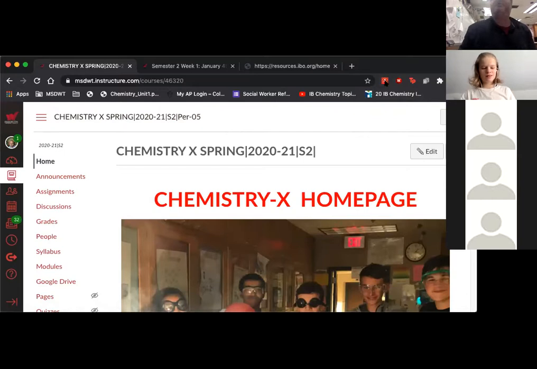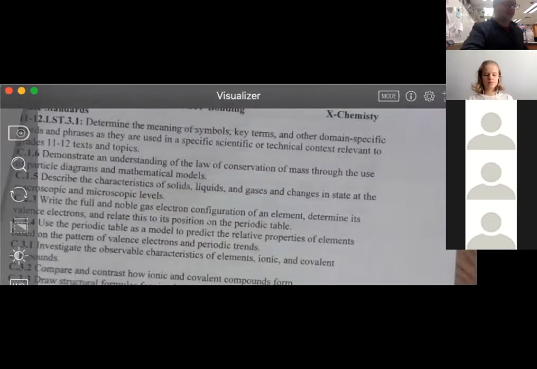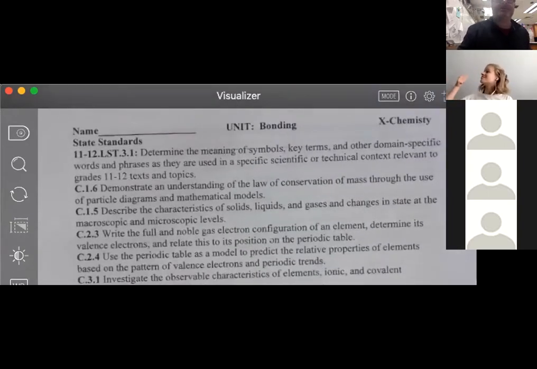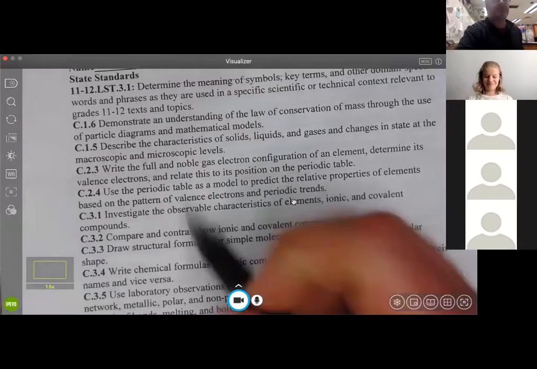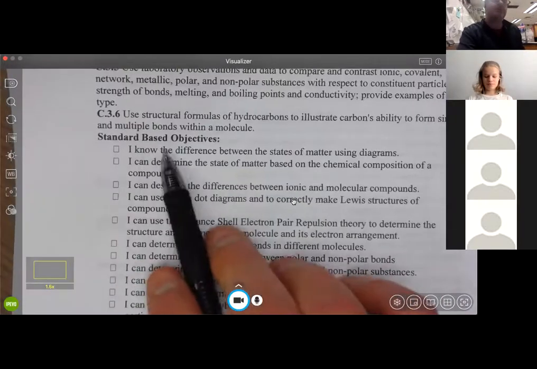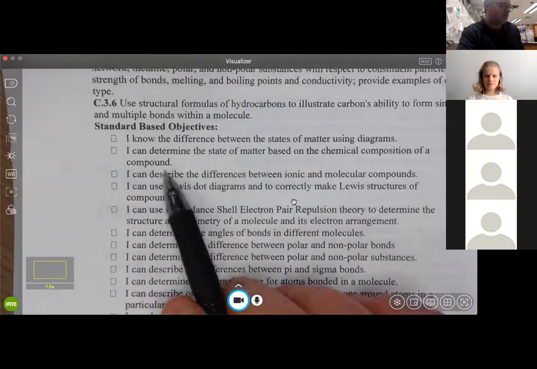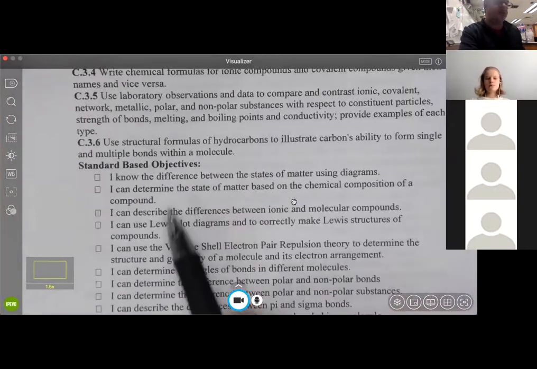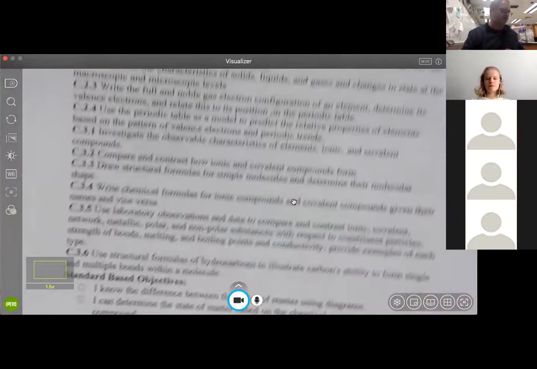Hopefully that gave you guys enough time to print that out if you're a printer, or if you're not a printer, to at least get it downloaded somewhere. Let's take a look at this whole bonding thing. The way I've set these up is I've got all the state standards, which is what the state requires me to teach you. I took that and put that into what's called standard-based objectives, which are I can or I know statements, so that you can sit here and say, I can do this state standard, that type of thing.